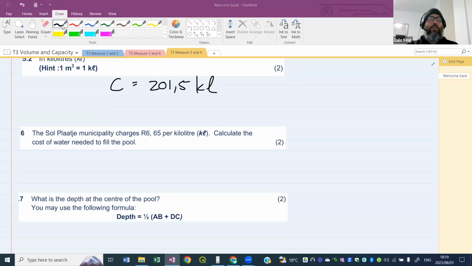All right, Lufuno, please help us out. What do we do here? Okay, so I have a different method. I'm not sure if other schools use it though. So what I do is I wrote it down. 1 kiloliter is equal to 6.65. Then I took the 201.5 and put it on the 1 kiloliter side.